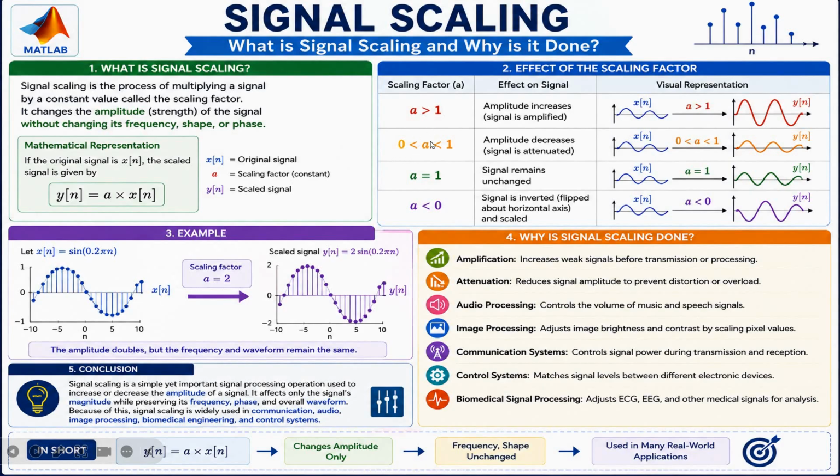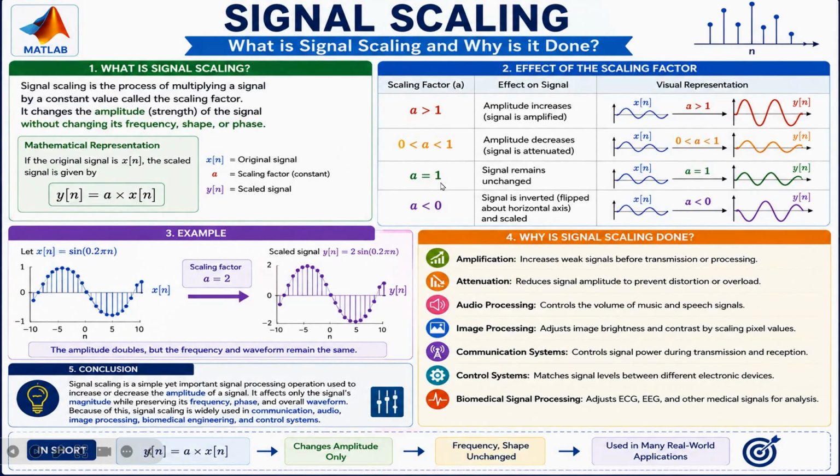Next, if a is in between, that is, it is less than 1 and greater than 0, at that time, amplitude decreases. That is, the signal is attenuated. So, if this is x of n, then here you can see the difference in amplitude, that is y of n, because a is less than 1 and greater than 0.